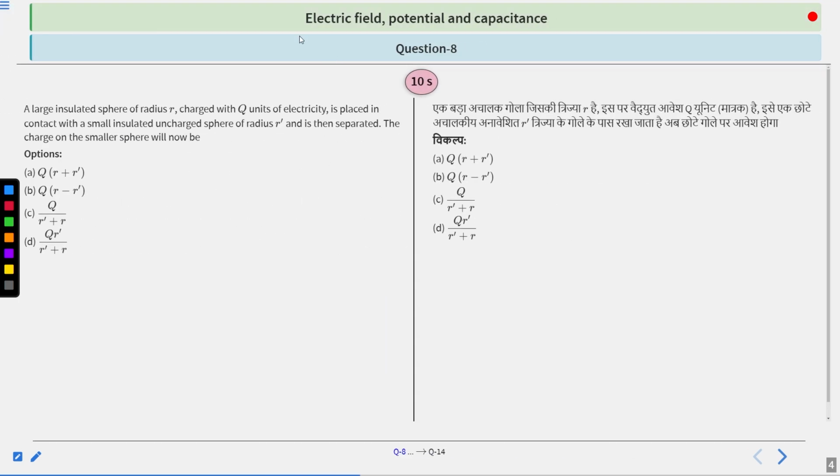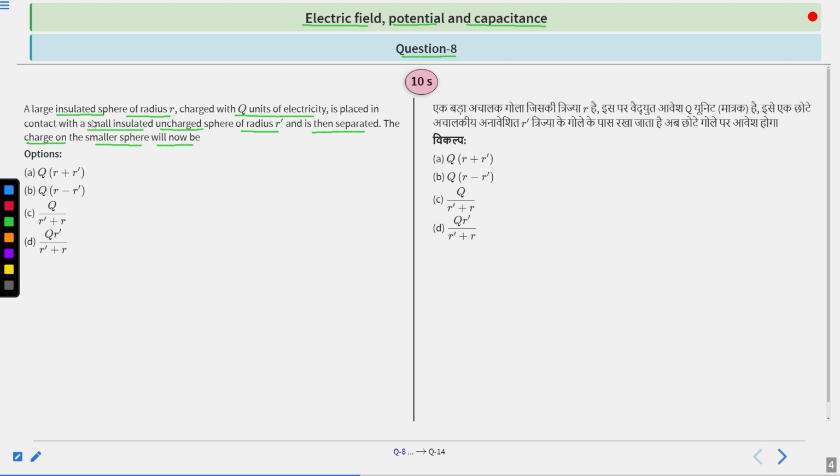So, the topic is electric field, potential and capacitance. Question 8: a large insulated sphere of radius r, charged with q units of electricity, is placed in contact with a small insulated uncharged sphere of radius r prime and is then separated. The charge on the smaller sphere will be now what?